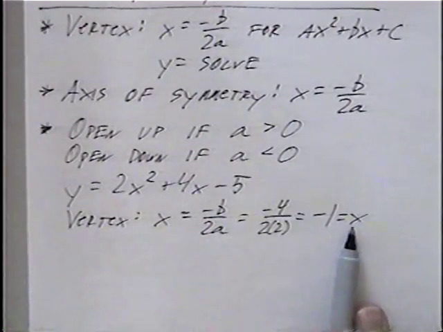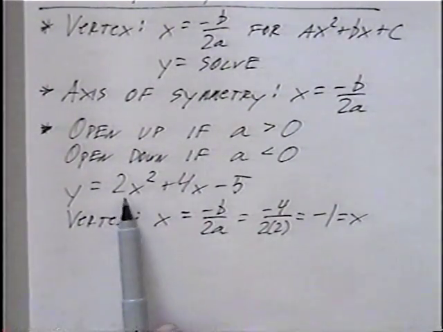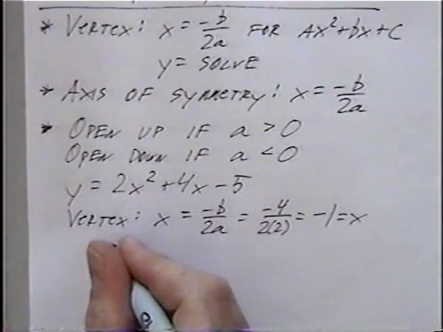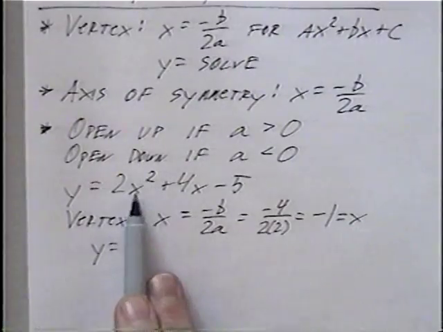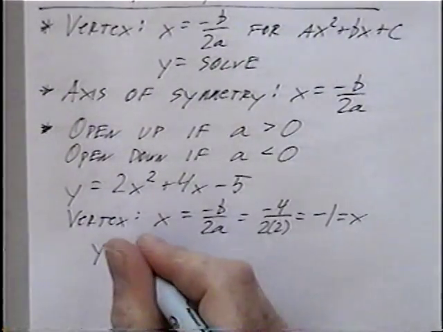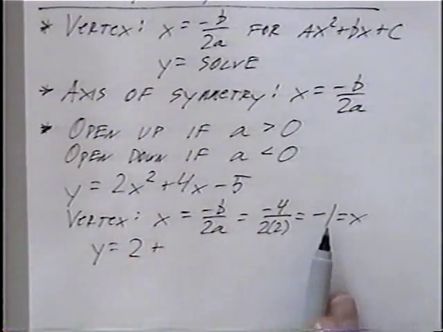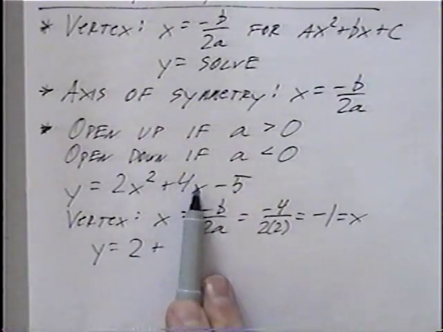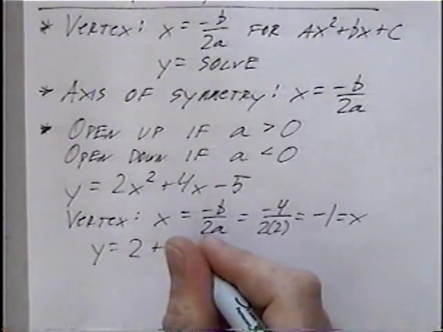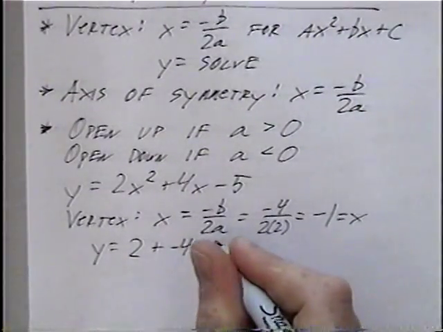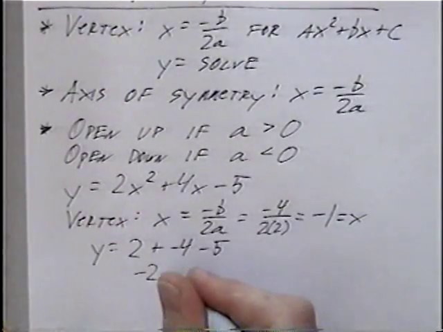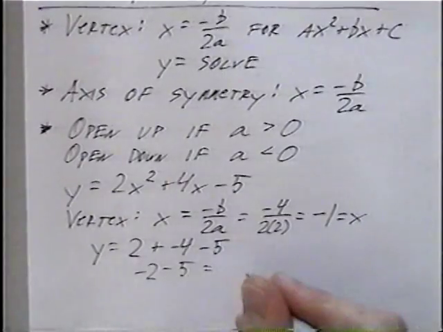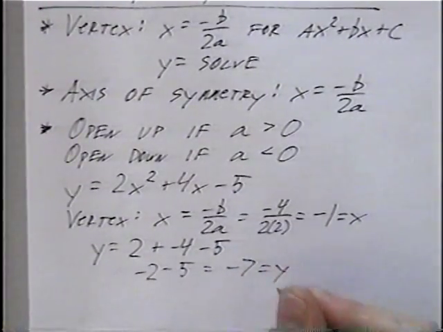To find out what y is equal to, we have to solve or take this number and plug it back into the equation. So y equals, plug a negative 1 into the x squared. Negative 1 squared would be positive 1, times 2 would be 2. Negative 1 for the x, 4 times negative 1, that would be negative 4. And minus 5 would stay the same. 2 plus a negative 4 is the same as 2 minus 4, that would be negative 2. And negative 2 minus 5 would be negative 7, which is what y is equal to.